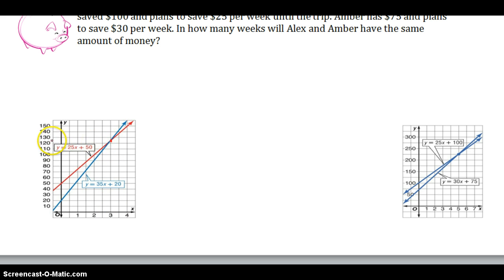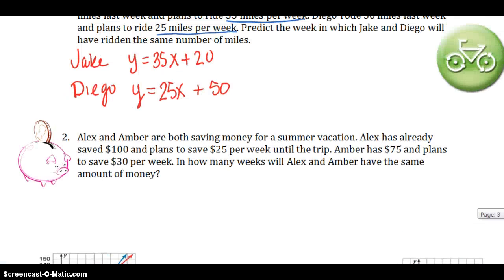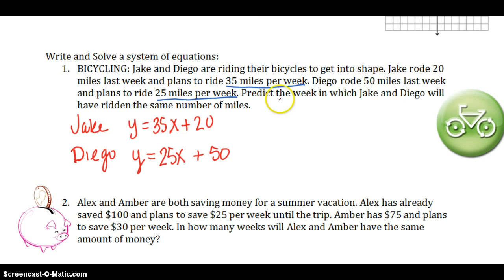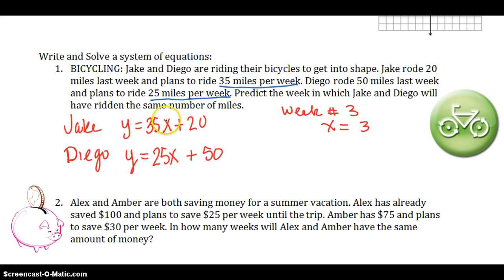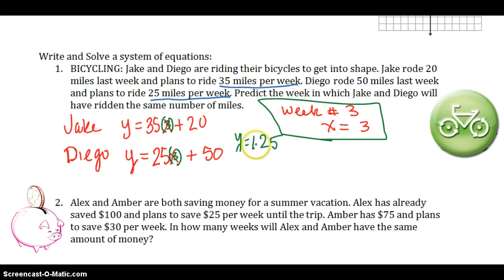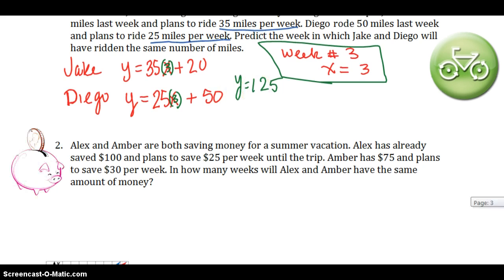I'm predicting it's about 125. But here's what we can do. We'll say at week number 3, or when x equals 3, Jake and Diego will have ridden the same amount. So we can check ourselves by plugging in 3. If I plug in 3 for x into both equations and I do the math, they both end up giving me y equals 125. So week number 3 is the correct answer. That's how you use a system of equations to solve a word problem.